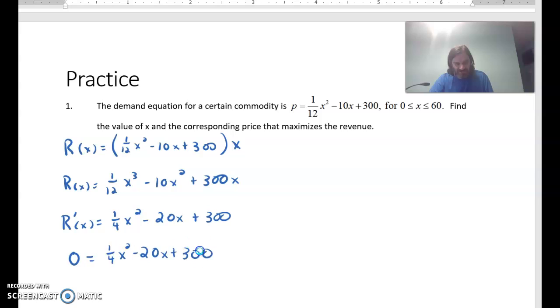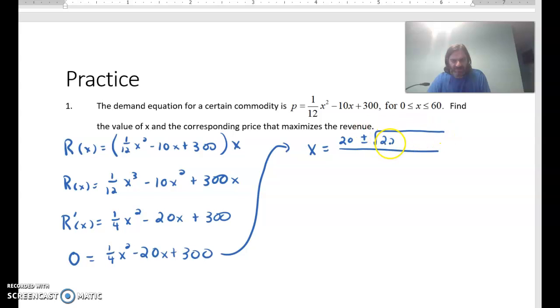And it says find the value of x and the corresponding price. So I'm going to use the quadratic formula to solve this. I don't think it's really necessary because I think it's going to give us nice answers. But let's see. It'll be x equals negative b, so that'll be 20, plus or minus the square root of 20 squared minus 4 times 1/4 for A, that's nice, times C, which is 300. And it'll be all over 2A, so 2 times 1/4.